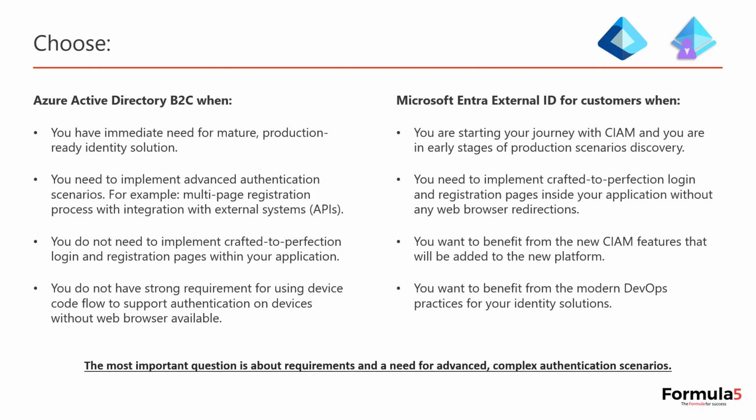To summarize, the most important question is about requirements and a need for advanced, complex authentication scenarios. If you need to implement advanced, complex authentication scenarios now, and you have a clear plan for your production scenarios, then choose Azure Active Directory B2C because it's mature. But if you do not have any advanced scenarios yet, and you are at the beginning of your journey with SIAM, then I recommend checking Microsoft Entra External ID.